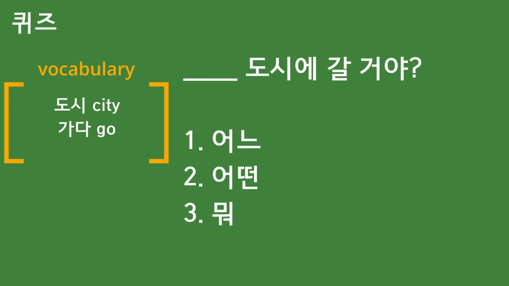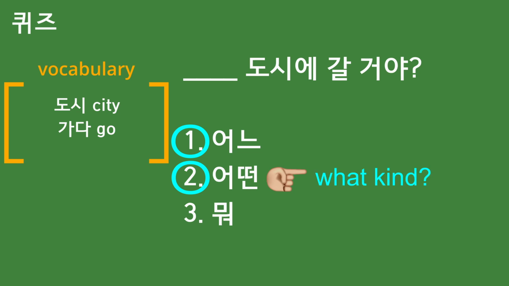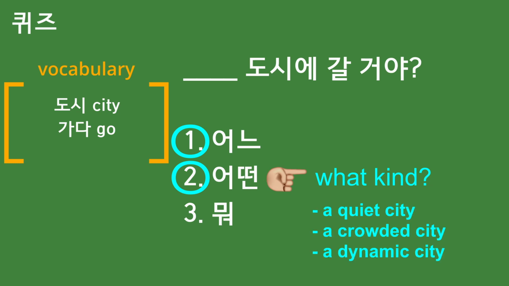The next question. 도시에 갈 거야? The answer is number 1 and 2. In case of number 1, it's natural when there are city options to go to. And in the case of number 2, it's when you ask what kind of city he's going to. The listener could answer with something like a quiet city, a crowded city, or a dynamic city.